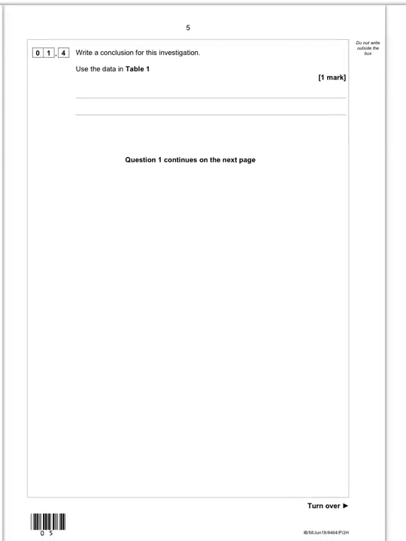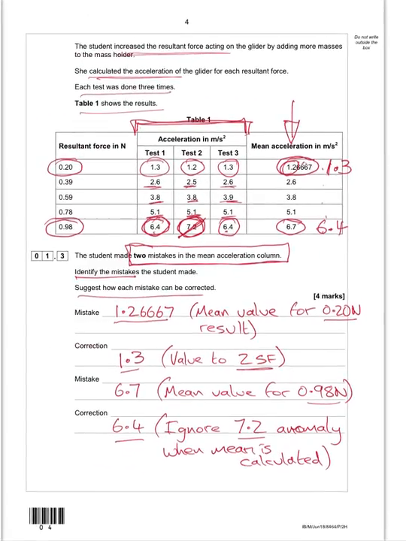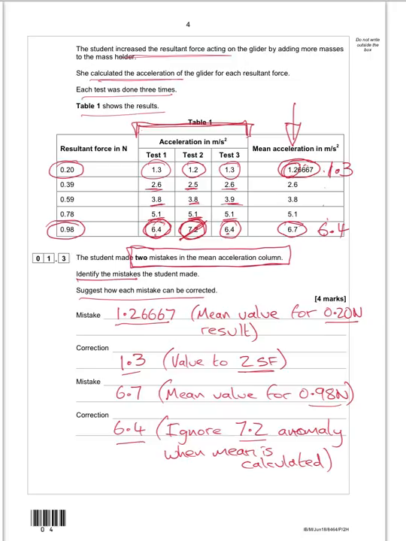And finally, write a conclusion for this investigation. So if you look back at table 1, you should be able to spot that this roughly goes up by 1.3 every time. So 1.3, 2.4, roughly 3.9, roughly 5.2, roughly 6.4. And the force goes up by about 0.2 every time. That's roughly 0.2, roughly 0.4, roughly 0.6, roughly 0.8, roughly 1.